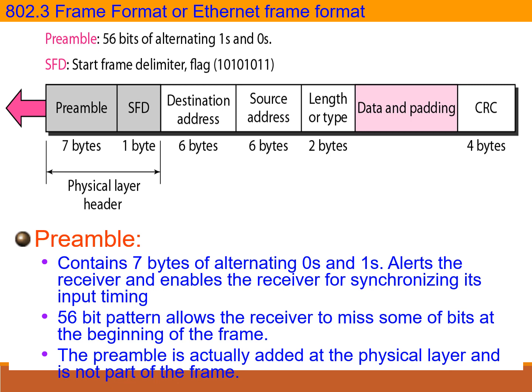This is the frame format. We have the preamble, SFD, destination address, source address, length or type, and data and padding, and CRC. First we go to the preamble. It is a 7-byte pattern of alternating zeros and ones used by the receiver to establish bit synchronization. Each frame contains the bit pattern 10101010. The pattern provides only an alert and a timing pulse. The preamble is actually added at the physical layer and is not part of the frame.